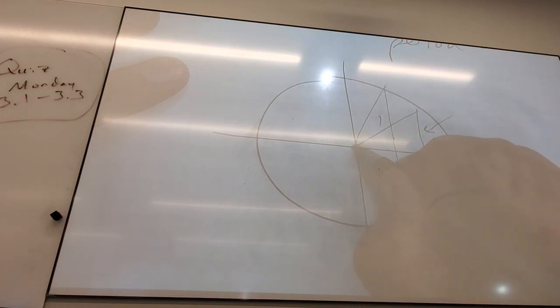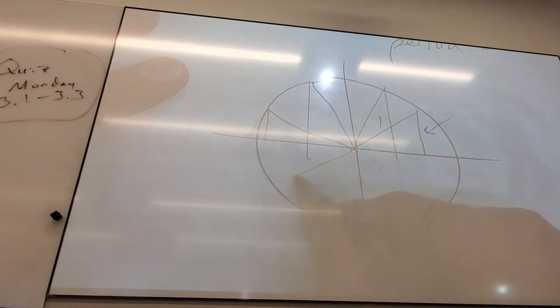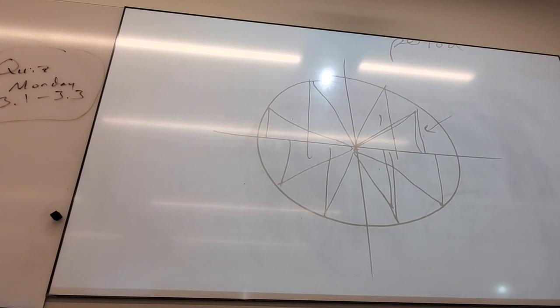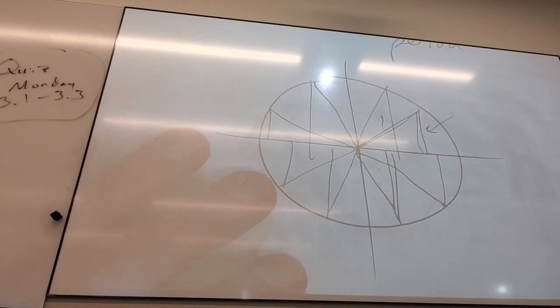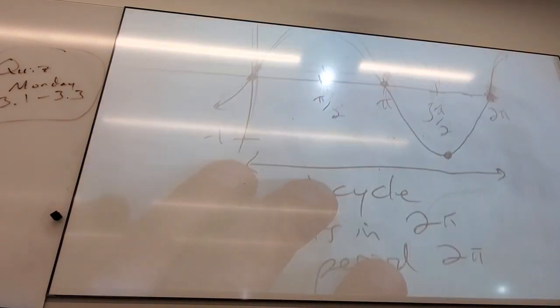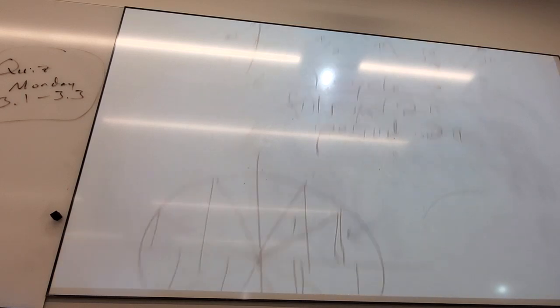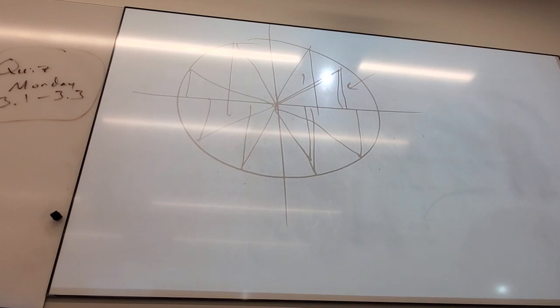And as I go around, I can do similar things until I get back in here. So it repeats. It creates the same triangles again, which is why this graph makes sense. It's going to keep repeating its outputs because I just keep getting back to the beginning, creating the same triangles forever. Okay.